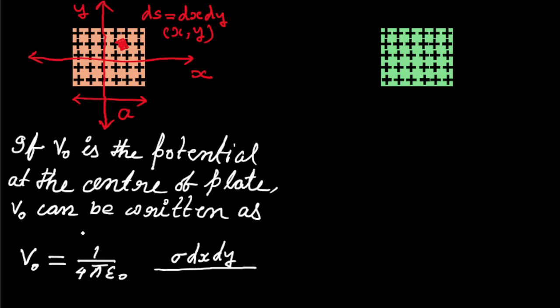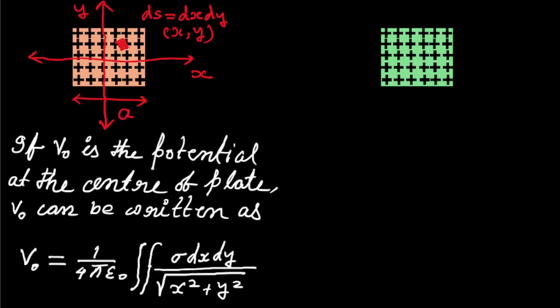And what is that definition? The definition is 1 by 4 pi epsilon naught, and then the amount of charge, divided by the distance of the point where we are calculating potential from the position of the charge. In this case, the distance between the elementary area and the center of the plate can be written as square root of x square plus y square. So this is the potential due to this elementary area. And now if we want to calculate it due to the whole plate, we have to integrate over this surface.